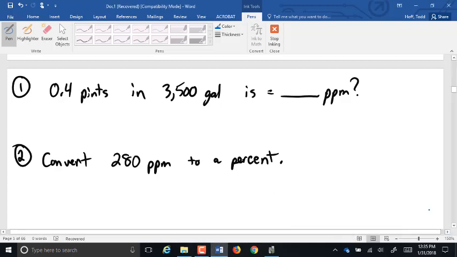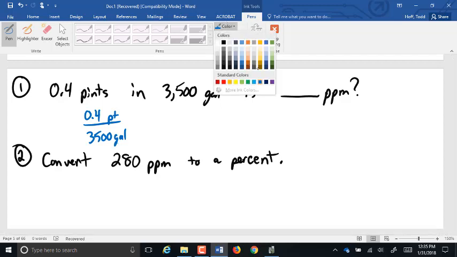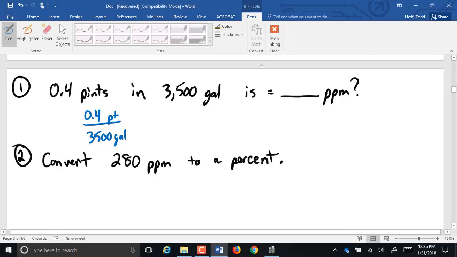So anyway, 0.4 pints in 3,500 gallons. Obviously, we cannot use this the way it is because they're different units. We need to do some converting. Now, I can convert the 0.4 pints into gallons.